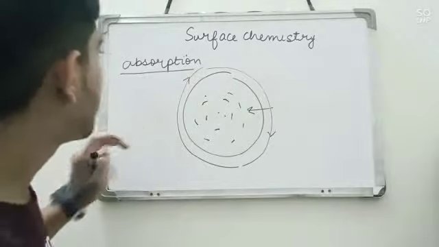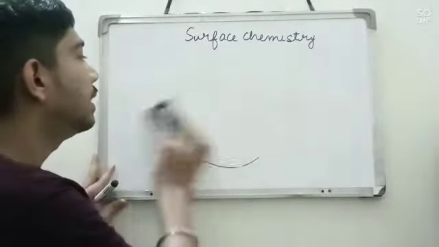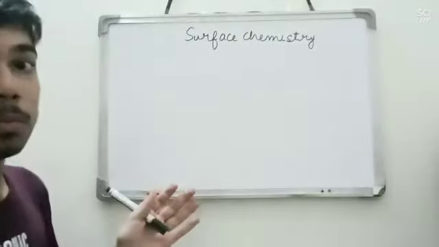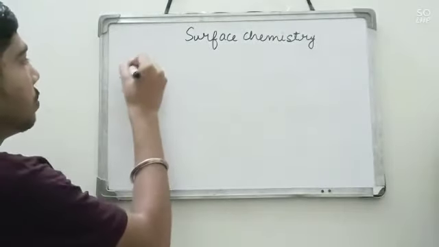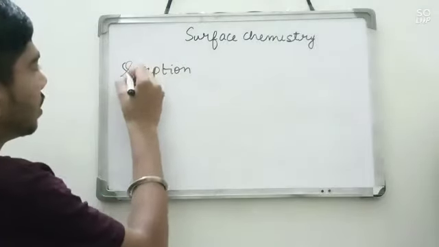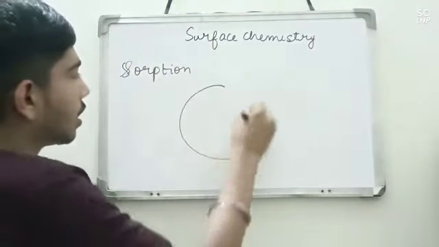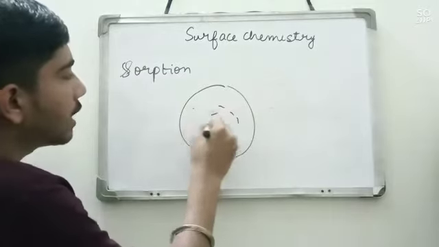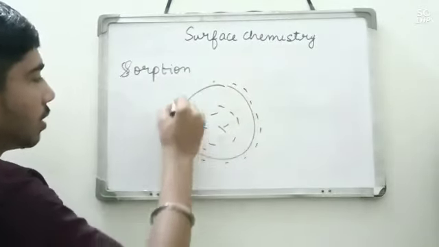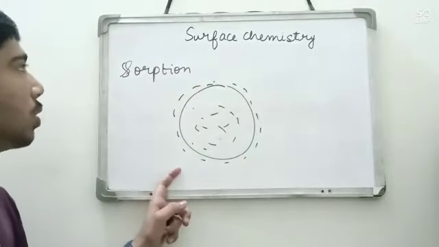A mixture of absorption and adsorption, where the molecules go inside and outside both, is called sorption. The molecules will be inside the solid and also outside the solid. This is called sorption.